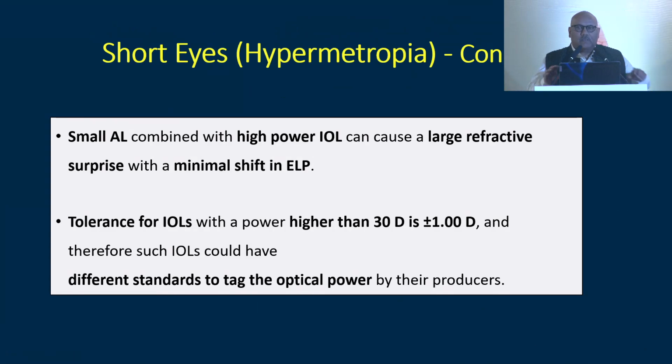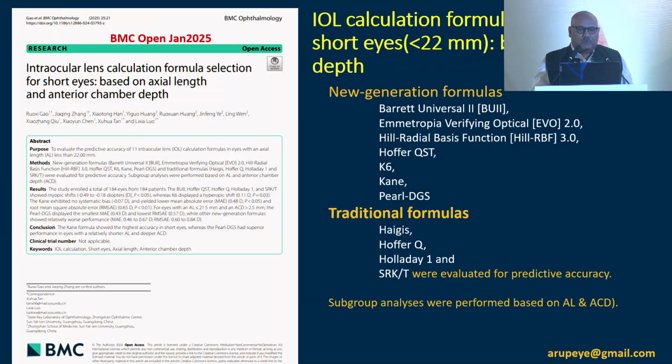And then now in the short eyes, the constants are a little different. In the short eyes, hypermetropic eyes less than 22 millimeters, the small axial length combined with high power can cause a large refractive surprise with a minimal shift in the effective lens position. And as I mentioned earlier in my previous talk, the tolerance for IOLs with higher power is higher. 30 diopter, for example, could be 29 diopter or 31 diopter. So that can also give rise to refractive surprises in the postoperative period.